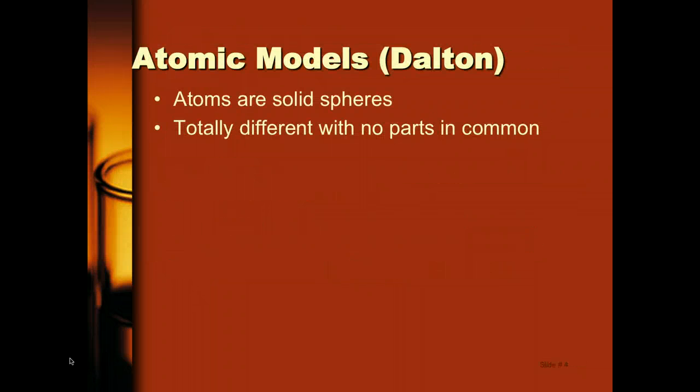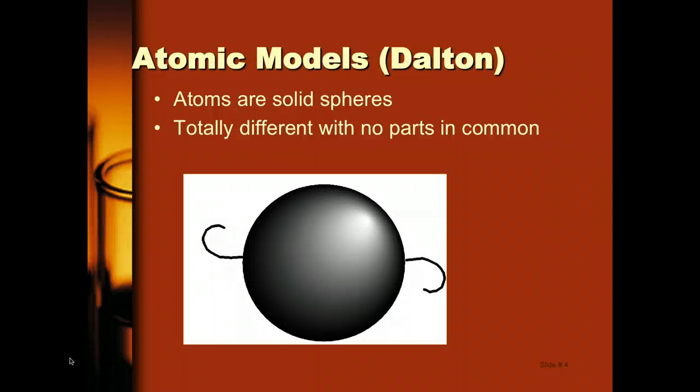Okay, so what did his model look like? His atomic model, his belief, was that atoms were solid spheres with no parts in common. So each element had a completely different type of atom, and it was solid and had nothing in common with another one. So carbon was a solid sphere with no parts in common to, say, nitrogen. Okay? All right.